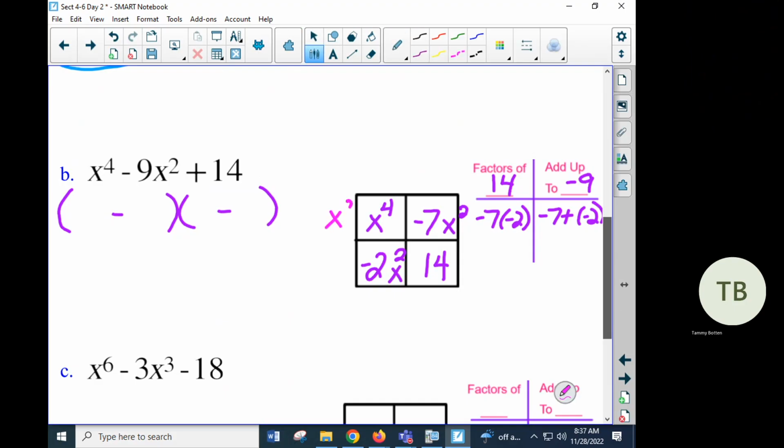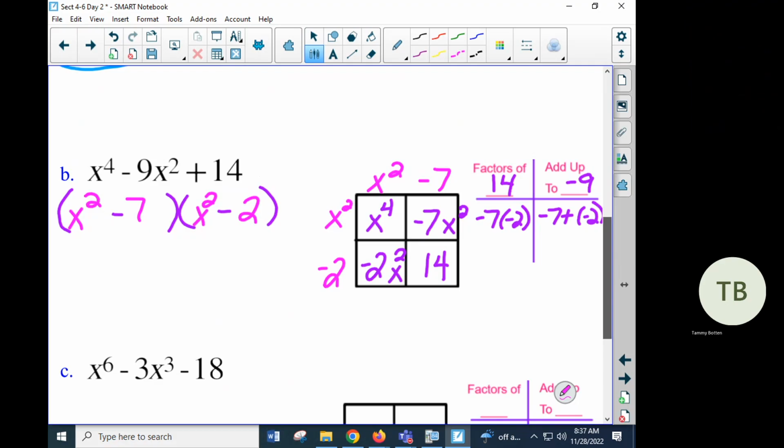x to the fourth, I do x squared and x squared. What times x squared gives me this is minus 7. What times x squared gives me this is negative 2. And you can always check, is -7 times -2 a positive 14? And it is. So one of my factors is x squared minus 7. One is x squared minus 2.